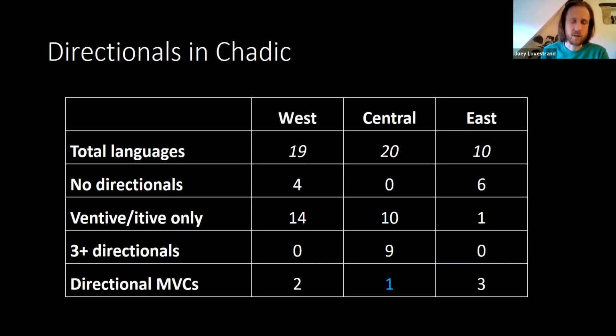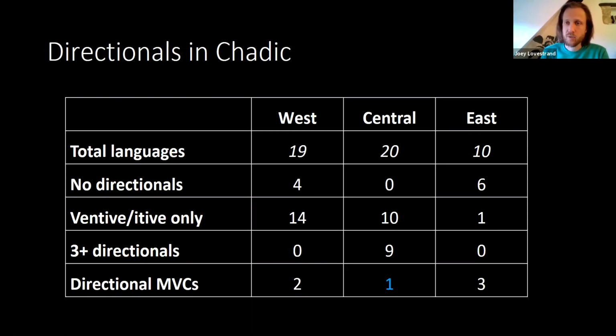Directionals are also very common in West Chadic languages. Of the 19 languages looked at, only 4 of them were said not to have a directional form of the verb or directional suffix. The other 14 are said to have a ventive suffix, and 2 languages are said to have directional multi-verb constructions. If you're doing the math, the reason why there are 20 different categories for 19 languages is because the language Pero is described as having both a ventive suffix and a directional multi-verb construction.